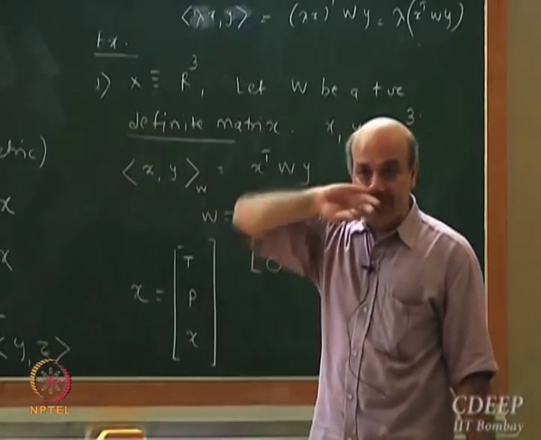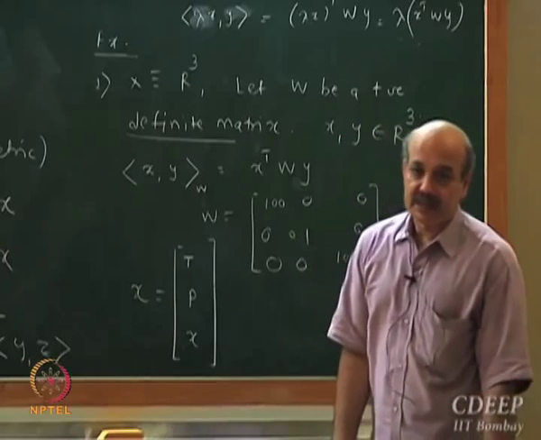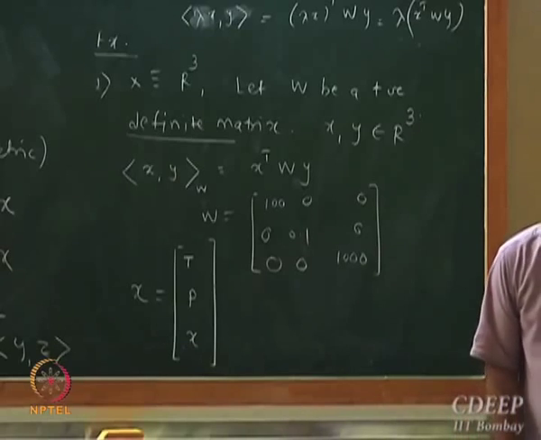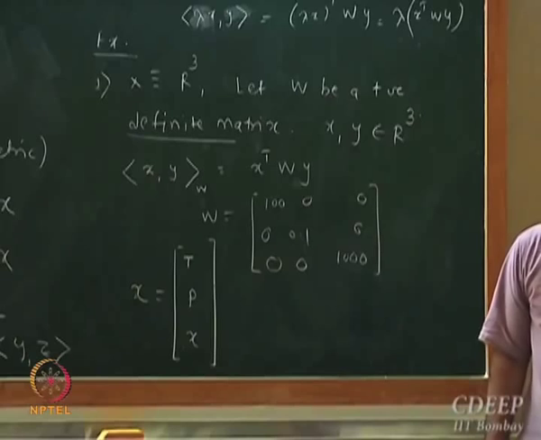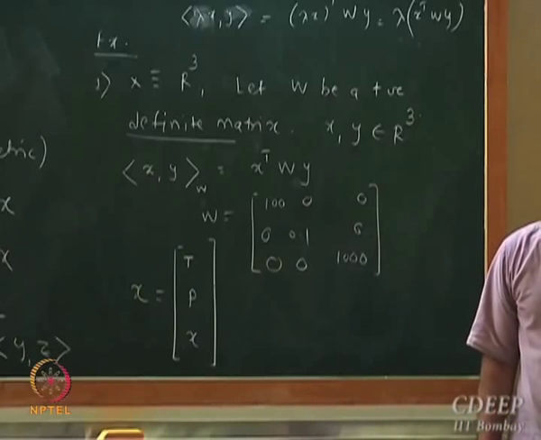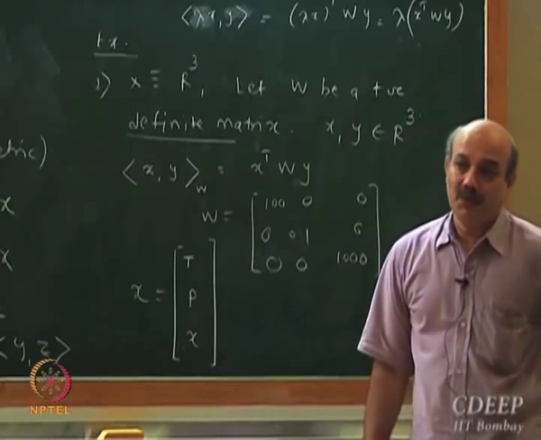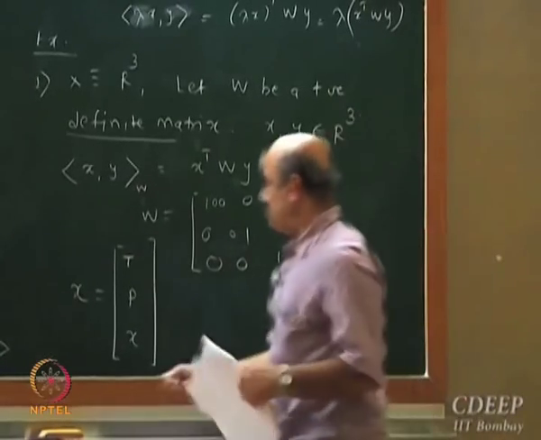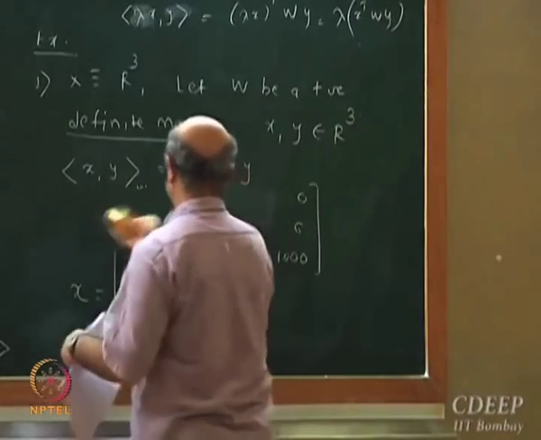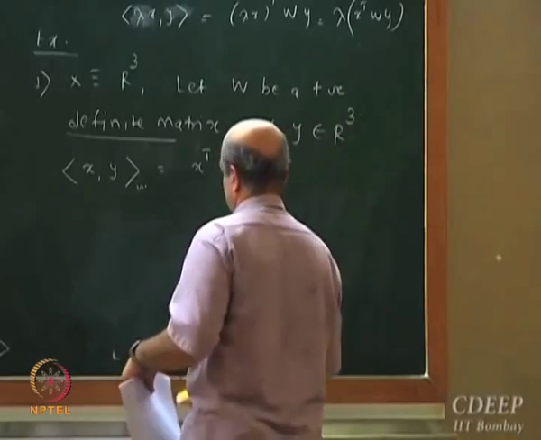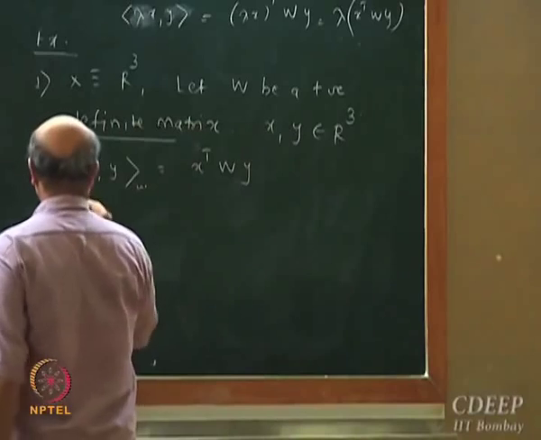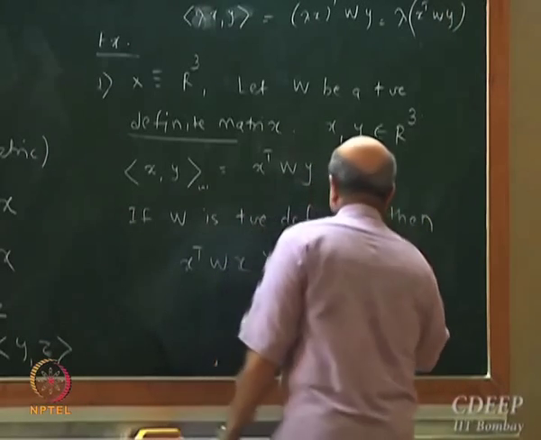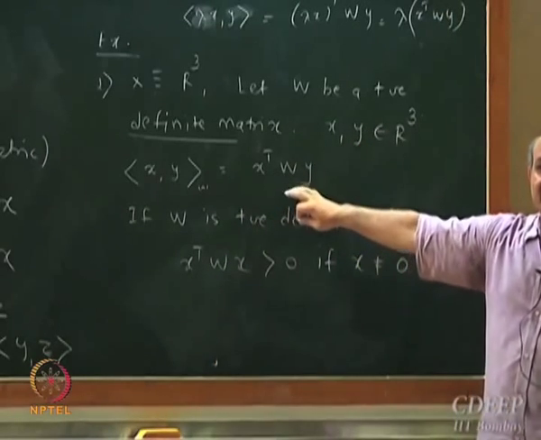What about the fourth property? Does it hold? X transpose WX. If I take the inner product of a vector with itself, what is the meaning of positive definiteness? All the eigenvalues are greater than 0. There is no 0 eigenvalue. All the eigenvalues are greater than 0. The definition of positive definiteness itself means this. This is the definition of positive definiteness.